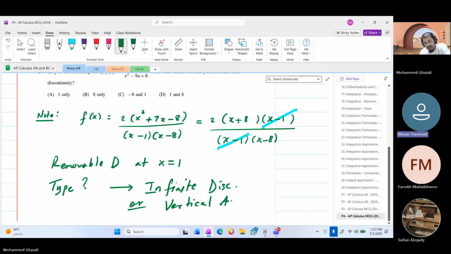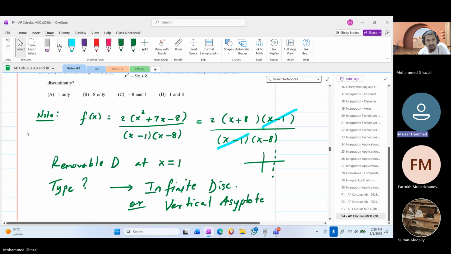There's a vertical asymptote. The graph can never ever touch at 8. So x is equal to 8 is a vertical asymptote. And at x equal to 1, would you have a jump discontinuity? You will have a jump when there are split functions. This is not a split function.